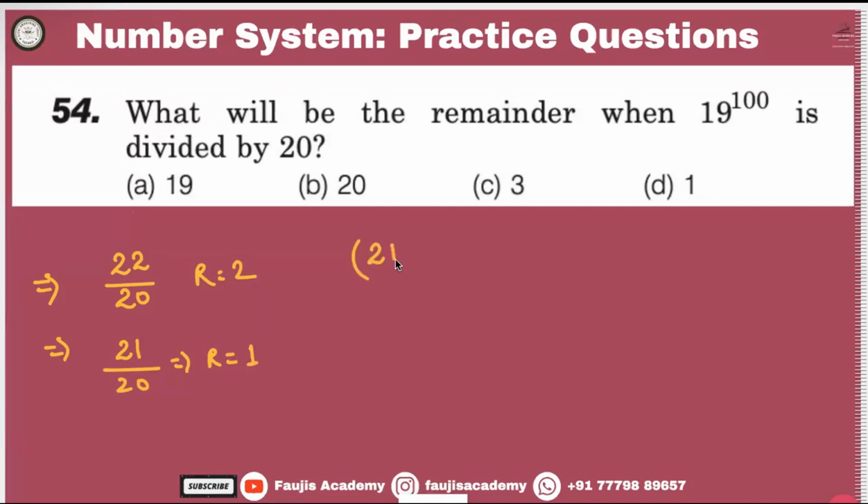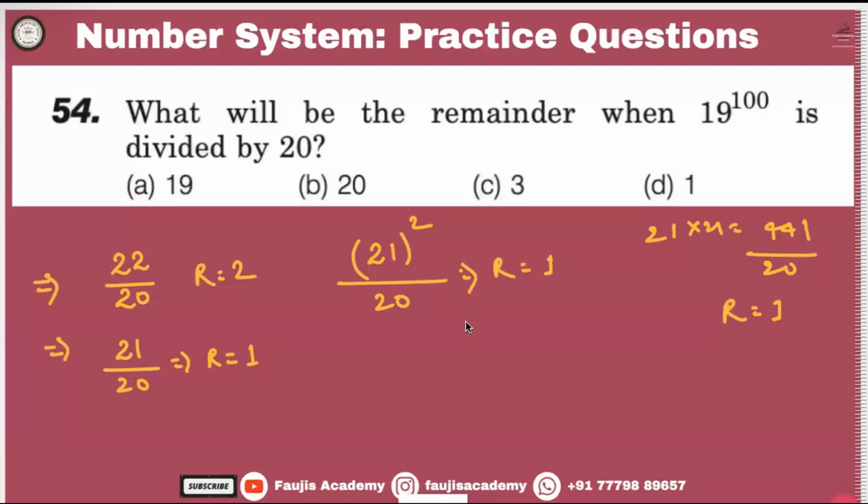What if I ask you what is the remainder of 21 squared divided by 20? 21 squared is nothing but 441. 441 divided by 20 will give us a remainder of 1, right? So over here it is 21 and 20. You disregard the power first. Forget the power. What is the remainder? 1. Just put that number squared by 20. That means your remainder is 1.